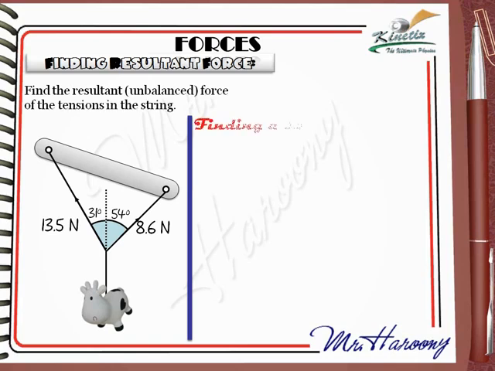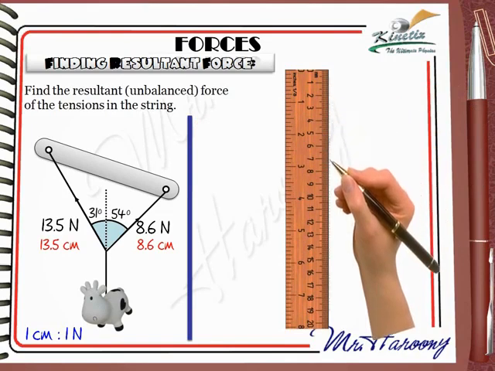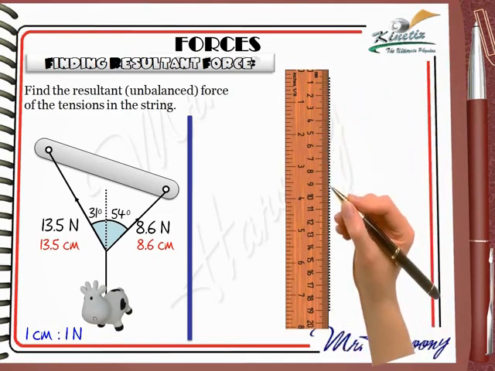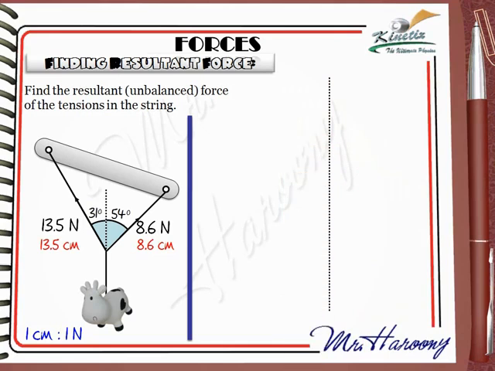Let's start with finding the scale. The small values of the two forces give us a chance to directly use the simplest scale 1 to 1, 1 centimeter to represent 1 newton. Now we need a reference to start our force diagram from. Unfortunately, none of the two forces is vertical nor horizontal, so we will not start with any one of them as before. We will draw the vertical dotted line and this will be our reference.